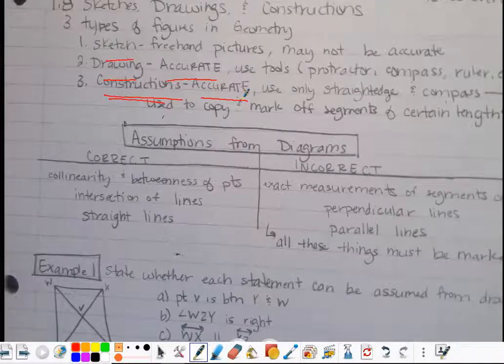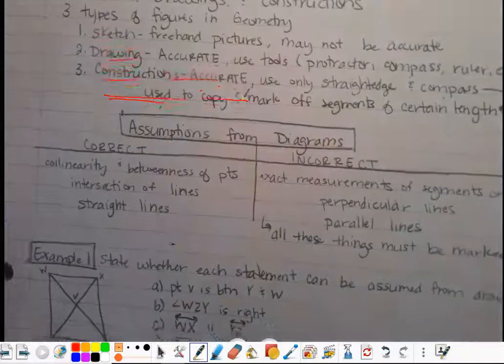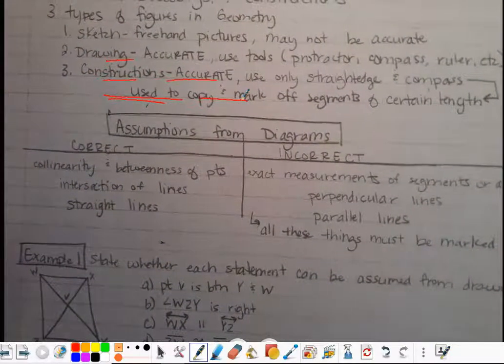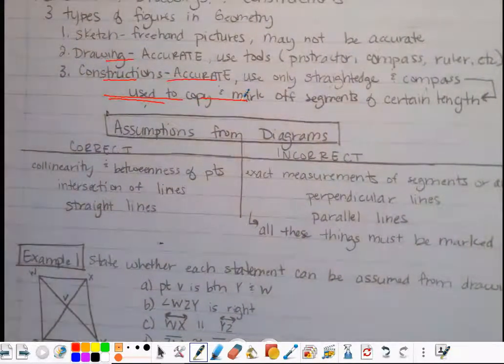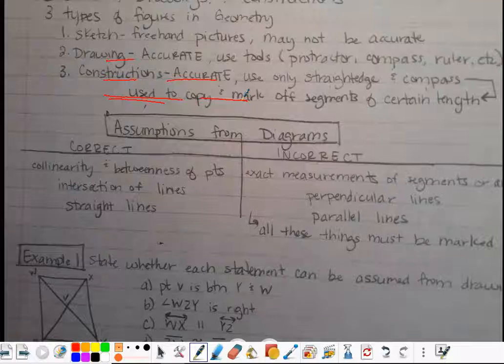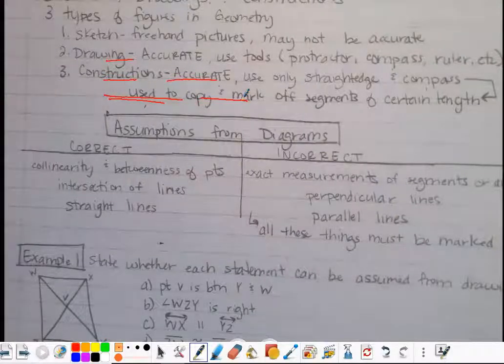All right, assumptions from diagrams. We worked on some of these last week as well. So things that we can assume from a diagram is, we can assume collinearity. What is collinearity?